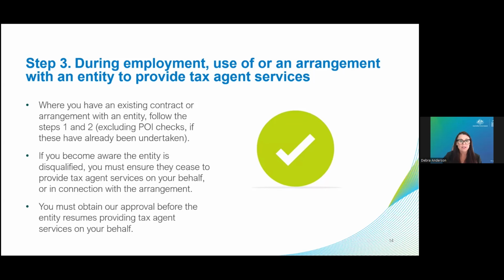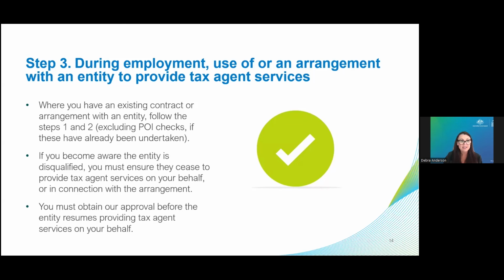If you are employing, so that is you're using or you're in an arrangement with somebody or an entity that is already a disqualified entity to provide tax agent services on your behalf, you need to make sure that that provision stops and you need to apply for permission from the TPB now before that entity or that person can work on tax agent services for you again. So what that would mean is if you've got, say myself, Deborah is your employee, you find out I'm a disqualified entity, you need to reassign me to non-tax agent services until you get that permission.